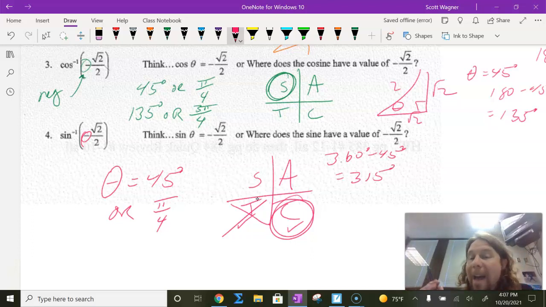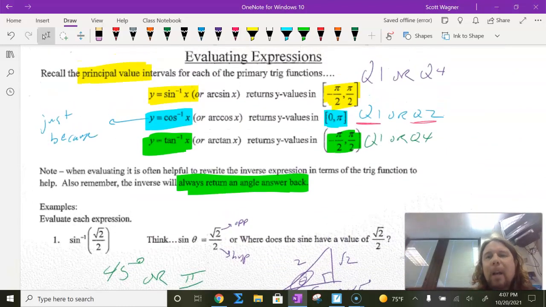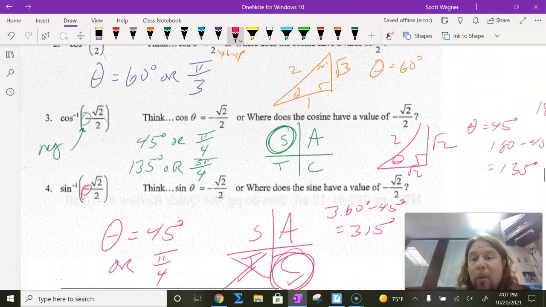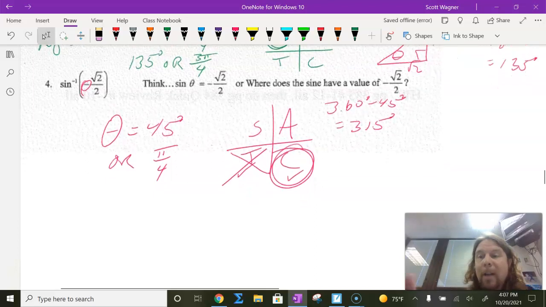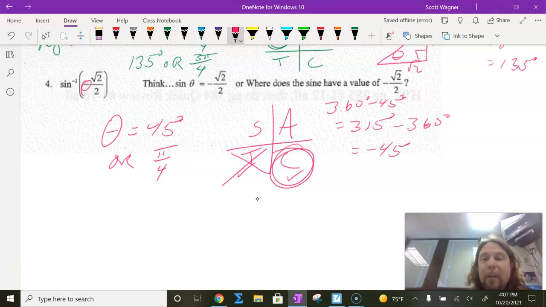All right. However, one more however here, your answer's got to be somewhere between negative pi over 2 and positive pi over 2. Somewhere between negative 90 degrees and positive 90 degrees. So I've got to do one more thing. I've got to kind of go backwards 360 degrees. And 315 minus 360, that's going to give me a negative 45 degrees. So negative 45 is what I want. Or I could also say negative pi over 4 radians.